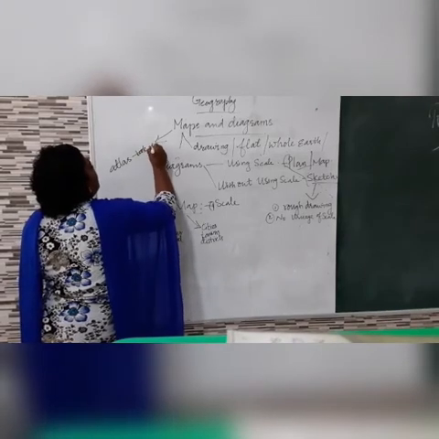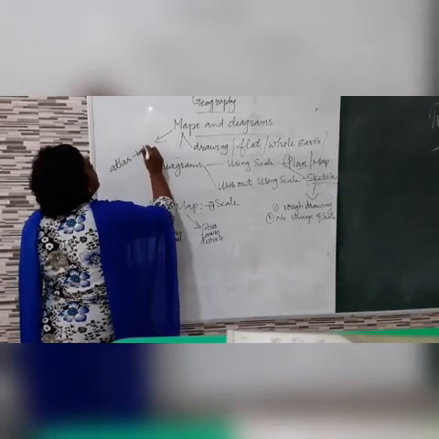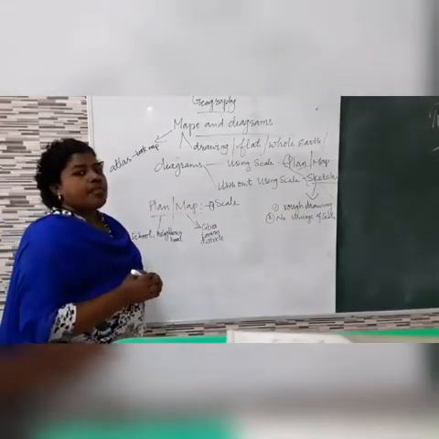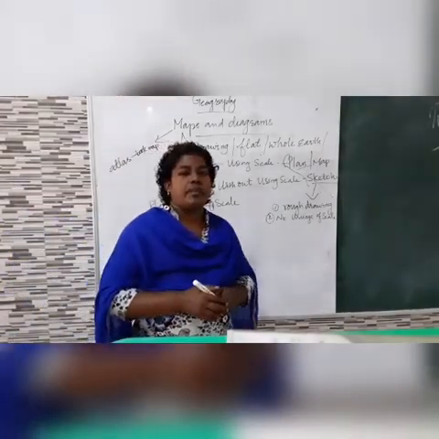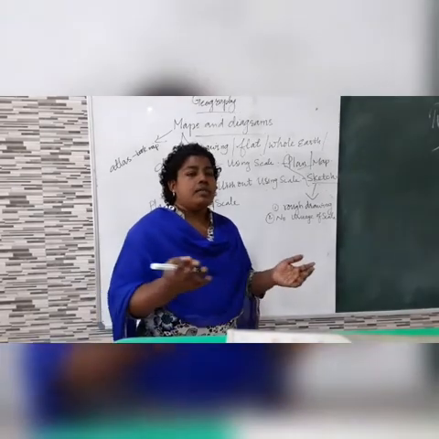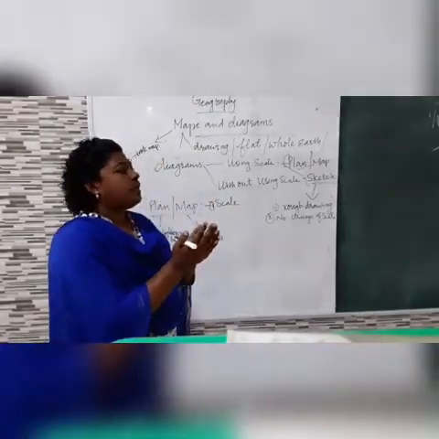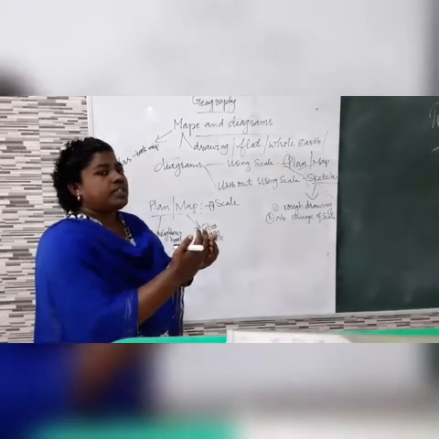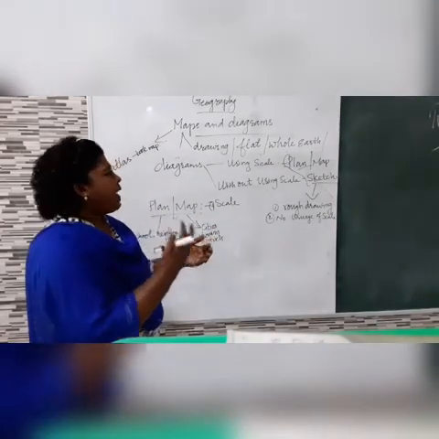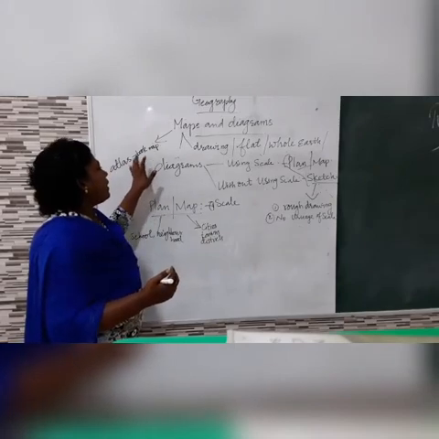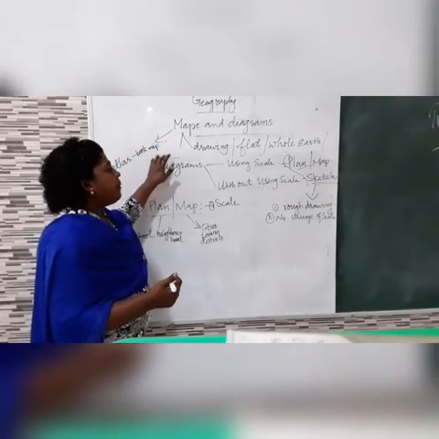Why do we say book of maps? You learned about different types of maps: political map, physical map, thematic map and the topo sheets. All the maps are kept together, and when it becomes a series of maps, it is called what? Atlas. So Atlas is called the book of maps.